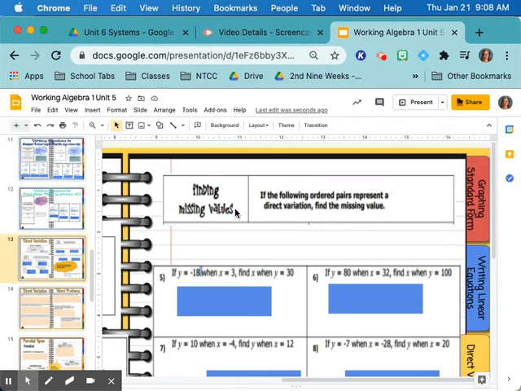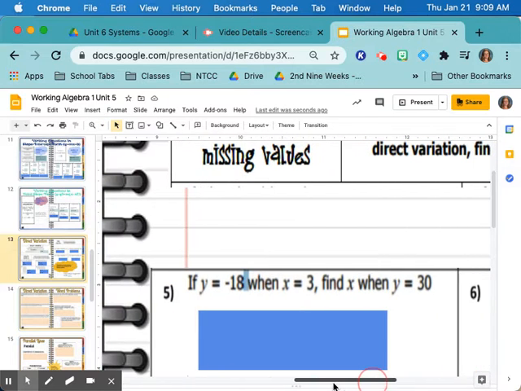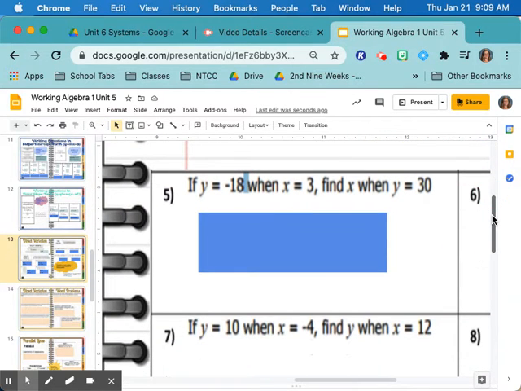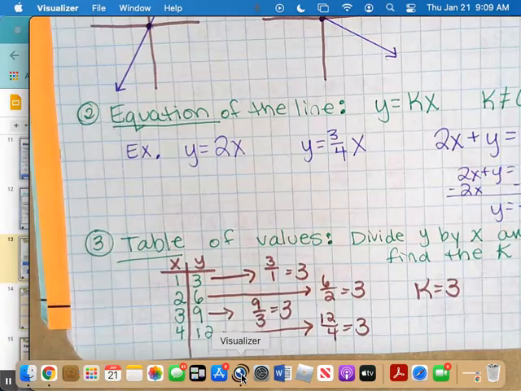Okay, let's look at the next one. Finding missing values. If the following ordered pairs represent a direct variation, find the missing value. So we have, if y equals negative 8 when x equals 3, find x when y equals 30. So remember how I told y'all that there's a proportional relationship? We are going to find this proportional relationship using what they've given us. So let's look at our journal.